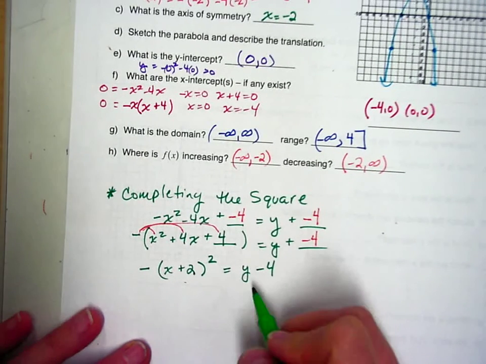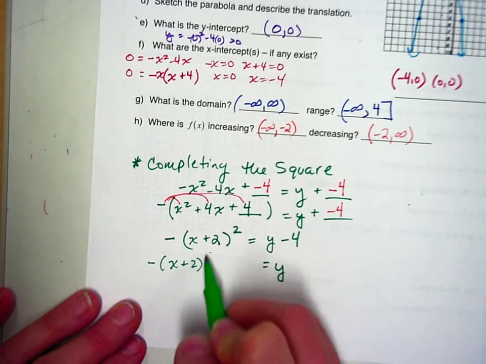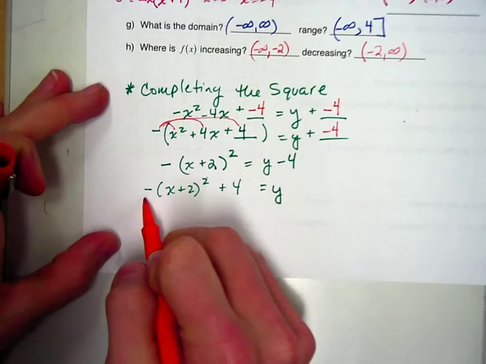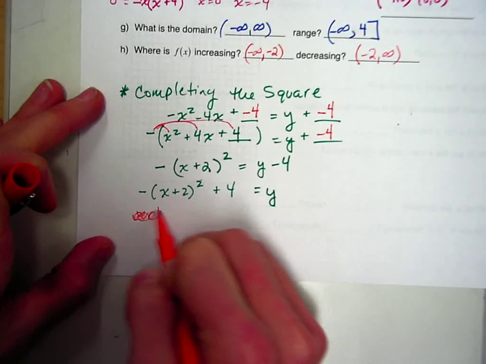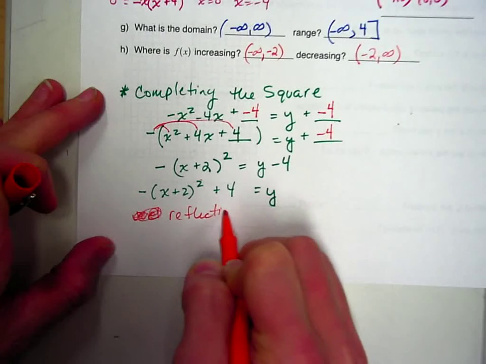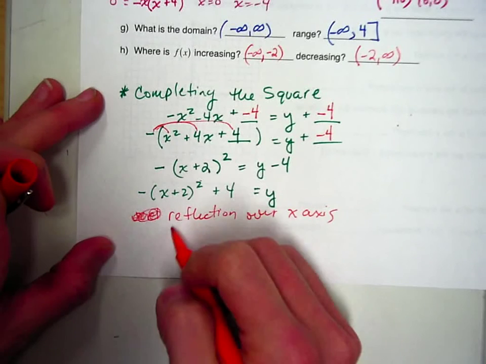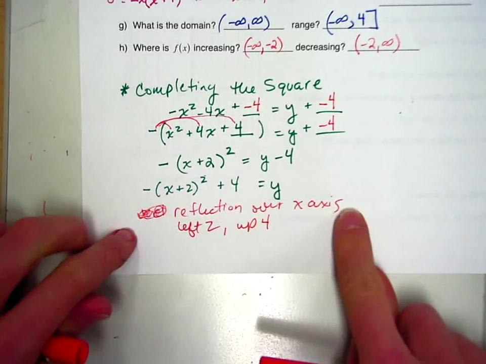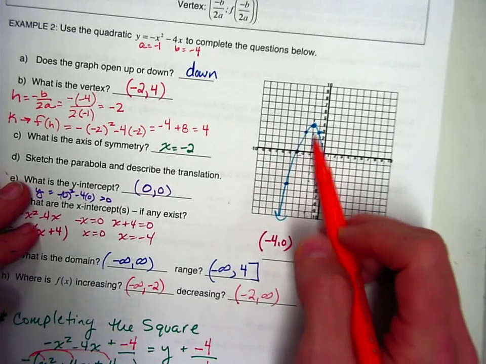Now I want to solve for y to get my equation. So we have the opposite of x plus 2 squared, and if we add 4 to both sides, this is what we have. This negative on the outside of my parent function x squared is a reflection over the x-axis, and then this means left 2, and this means up 4. And if we take a look, sure enough, this was reflected over the x-axis and moved left 2, up 4.